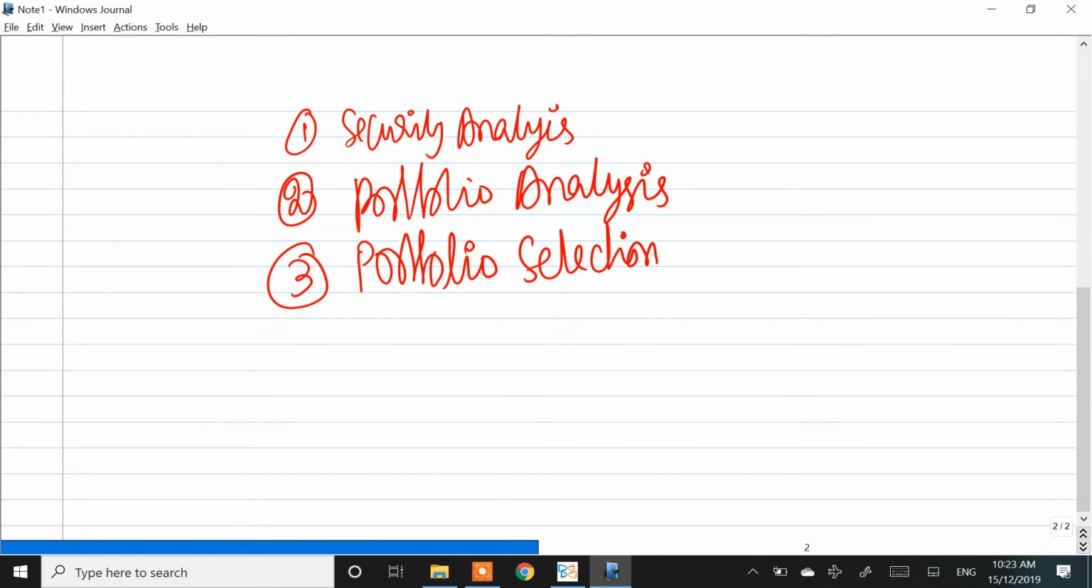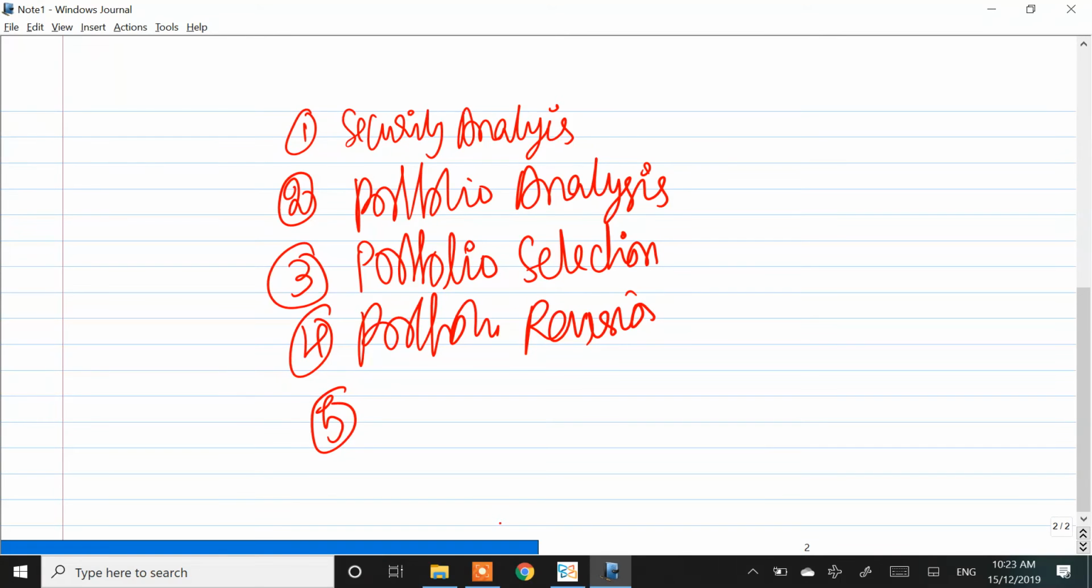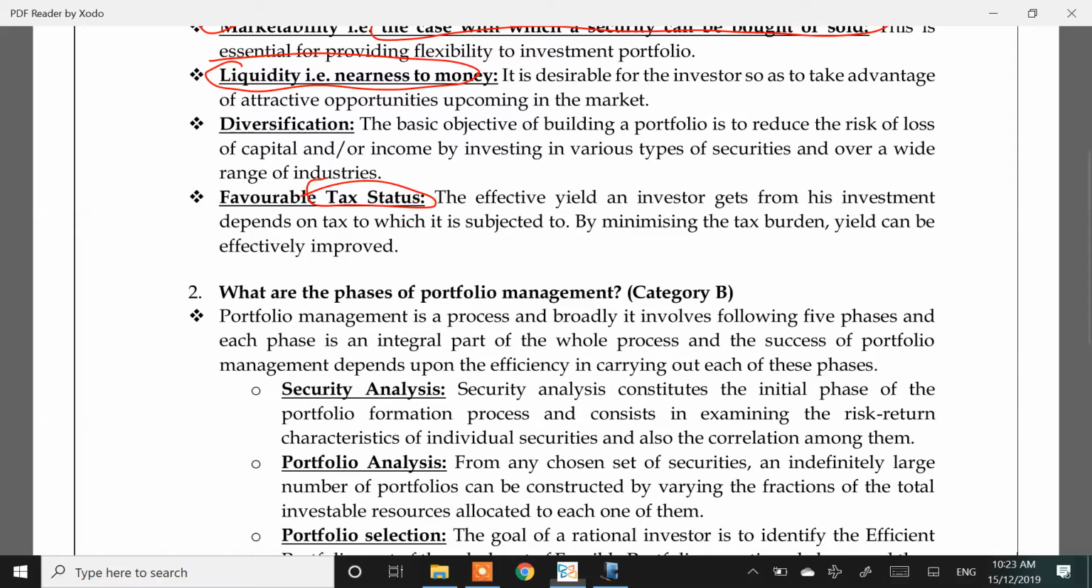After portfolio selection, we will do portfolio revision. And my final thing is on portfolio evaluation. This is a 5-phase strategy as far as portfolio management is concerned. Security analysis, portfolio analysis, portfolio selection, portfolio revision, and portfolio evaluation.